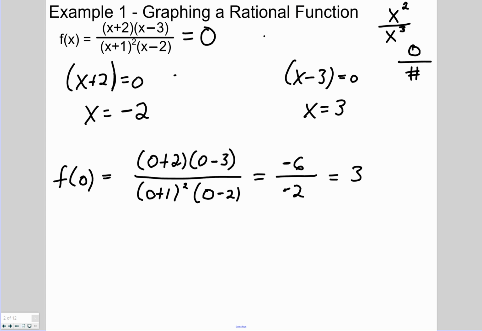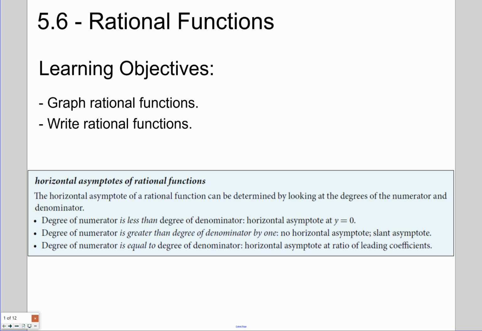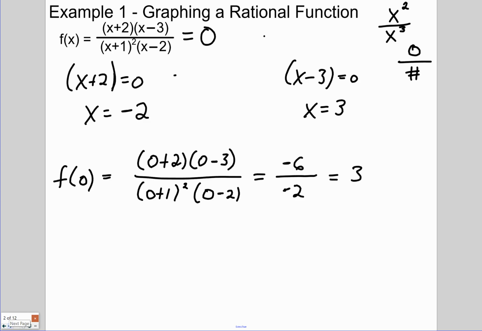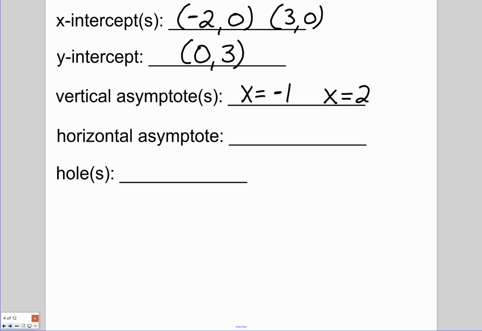Now we need to go back to the table. Which scenario is happening here? Do we have the degree of the numerator less than the degree of the denominator? Yes, we do. The degree of the numerator is less than the degree of the denominator. So our horizontal asymptote is y equals 0.